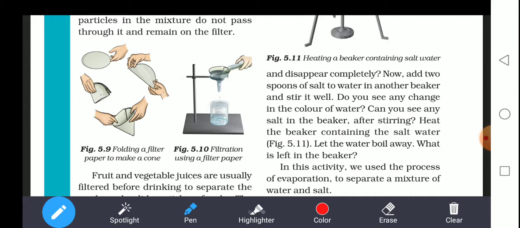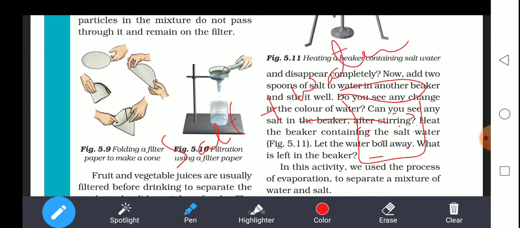Now take the beaker containing the salt water. You added salt here. Salt plus water is there. Mix with the help of a spoon. You have stirred it and it is mixed, salt and water.